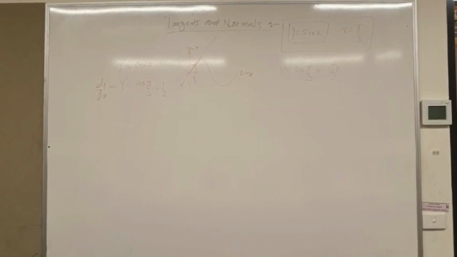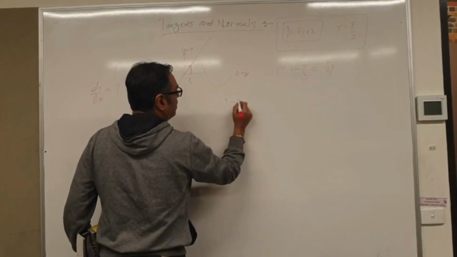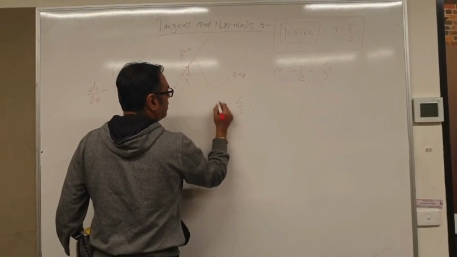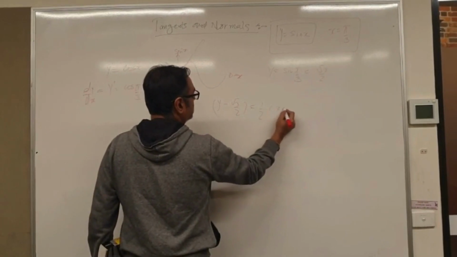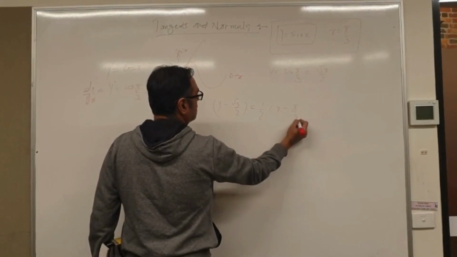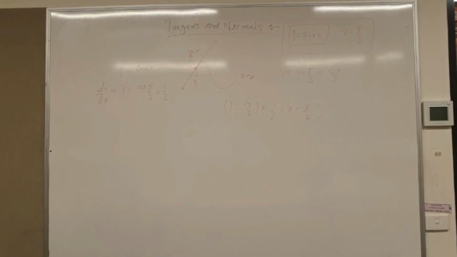That's it. Now you say y minus y1 equals m, which is a half, times x minus pi by 3. Rearrange it, and you get the answer.